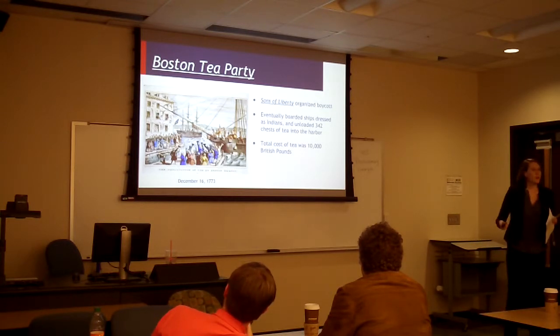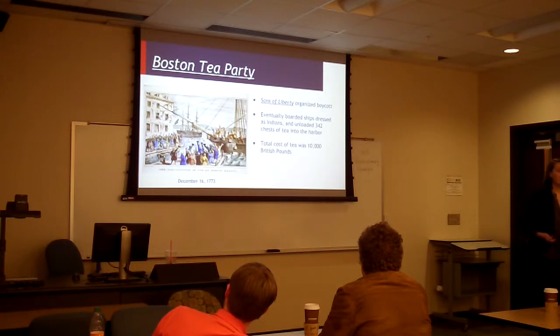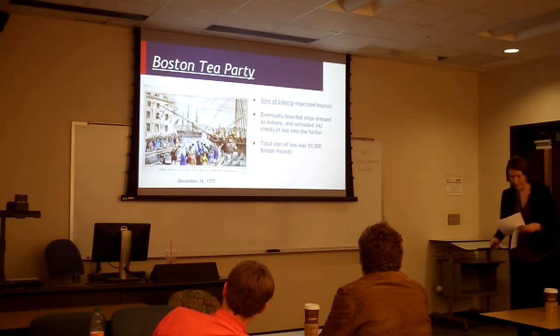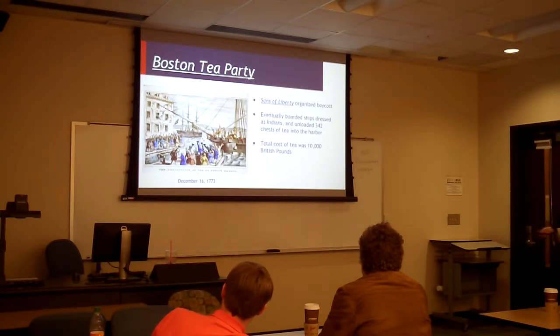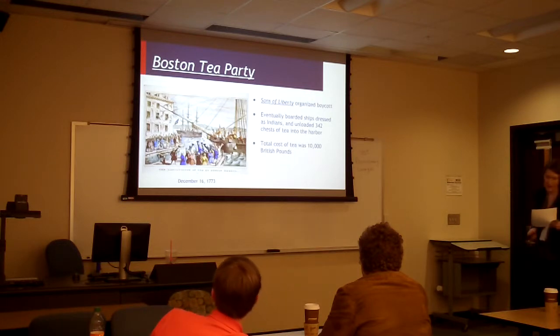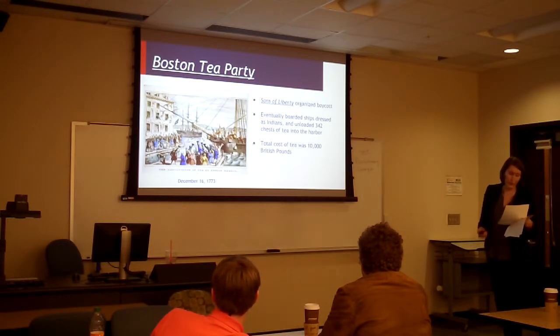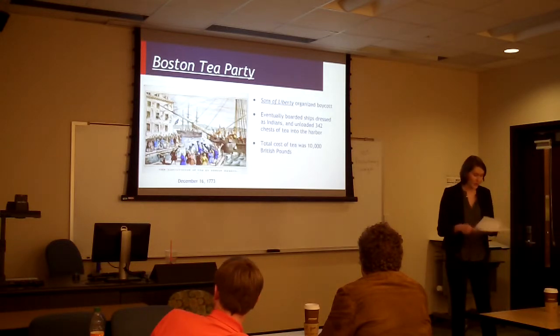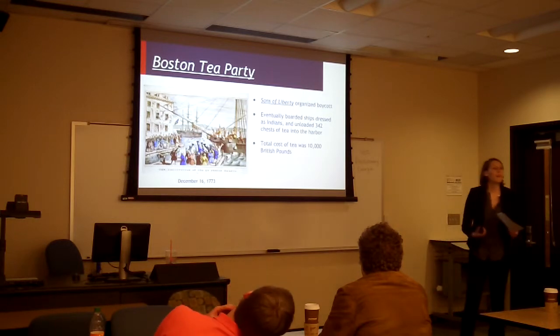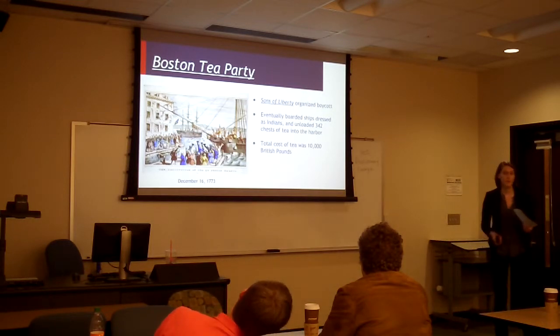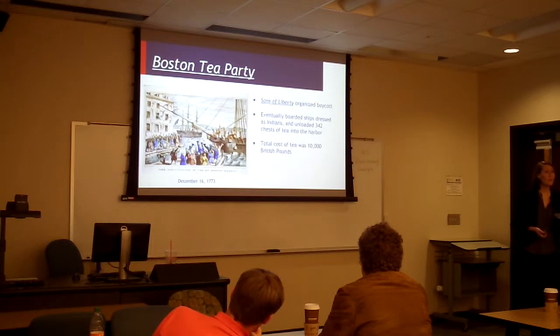After organizing the boycott, the British soldiers demanded that the tea be unloaded onto the docks, so the Sons of Liberty wound up boarding the ships dressed as Indians. They weren't met with any resistance by the captains of the ships, and they dumped 342 chests of tea into the water, which was worth 10,000 British pounds. Today, that's worth about $1.7 million. It's a lot of tea.